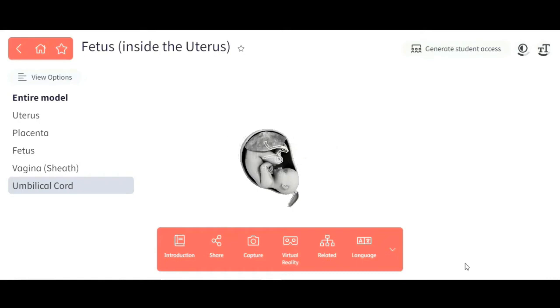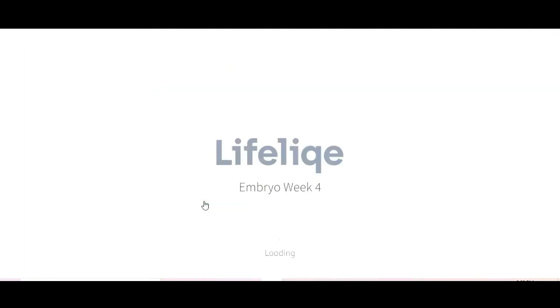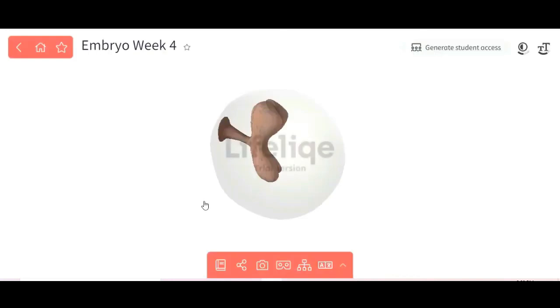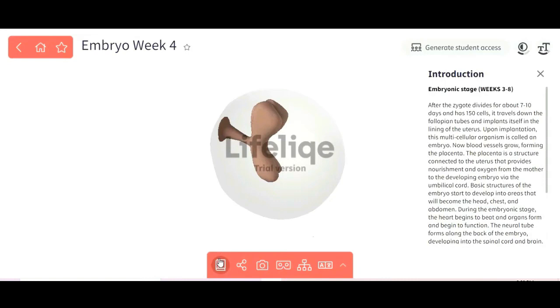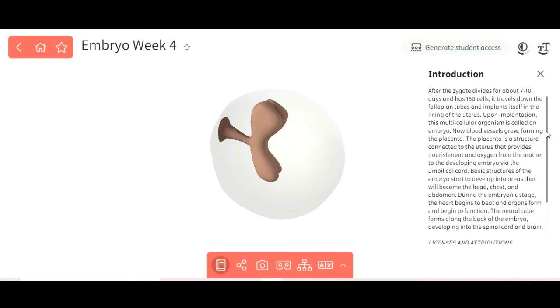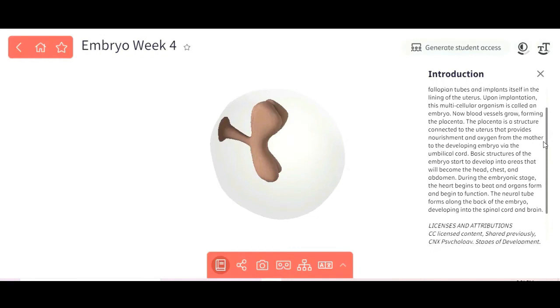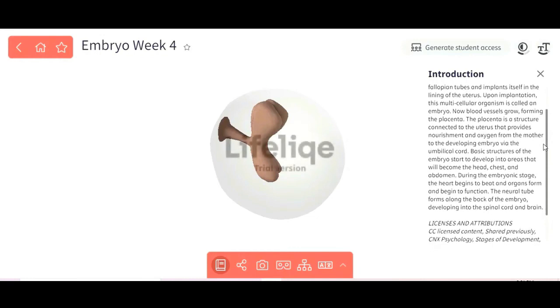And next we are going to see the development of the embryo in our body, especially in our mother when they are in the pregnant phase. So the first is the embryonic stage, week 3 to 8. After the zygote divides for about 7 to 10 days and has 150 cells, it travels down the fallopian tubes and implants itself in the lining of the uterus. Upon implantation, this multicellular organism is called an embryo.